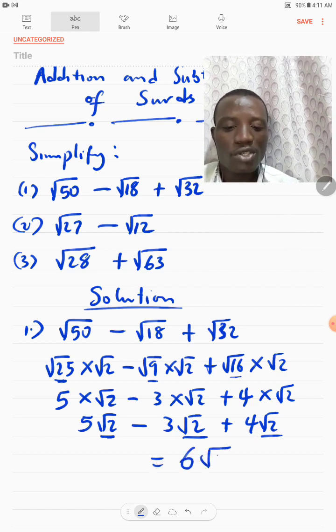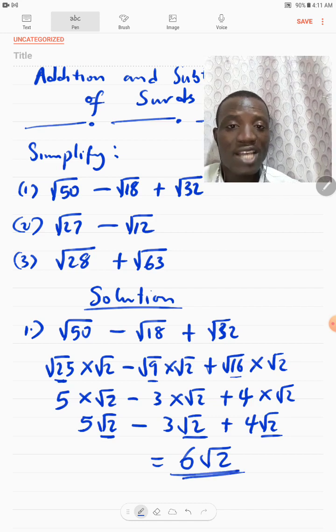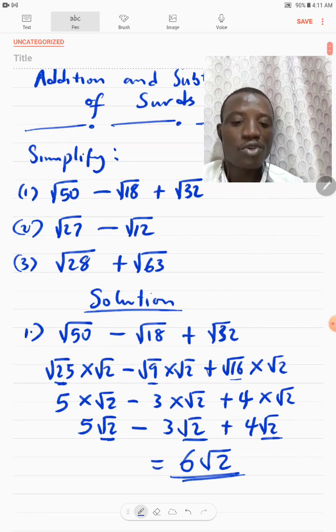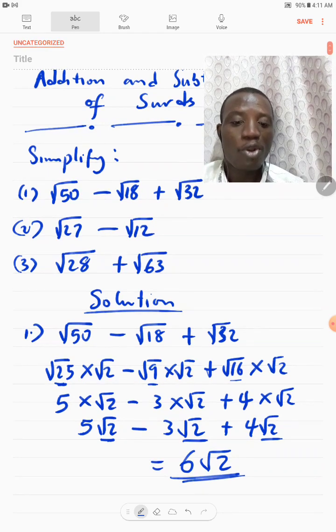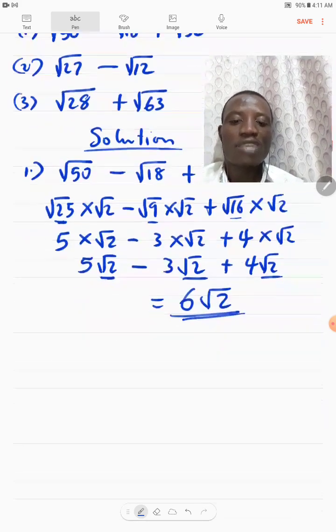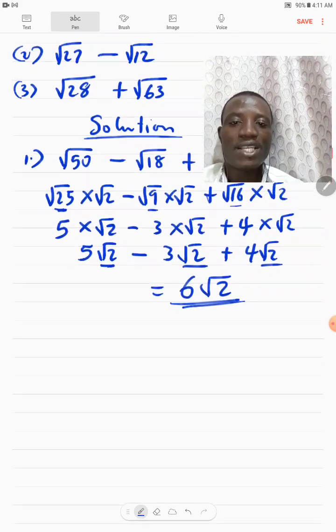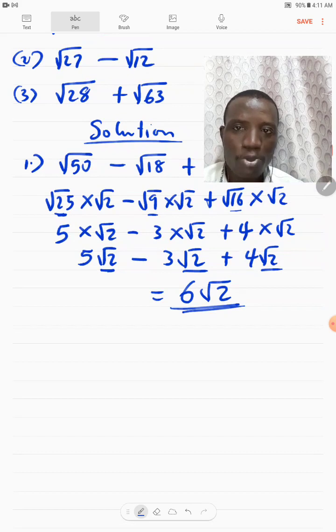6 root 2. So just like saying 5 mangoes minus 3 mangoes plus 4 mangoes. 5 mangoes minus 3 mangoes will give you 2 mangoes plus 4 mangoes. That's 6 mangoes. So 5 root 2 minus 3 root 2, 2 root 2 plus 4 root 2. That will give us 6 root 2. And that will actually be our simplified answer. I hope you do understand that.